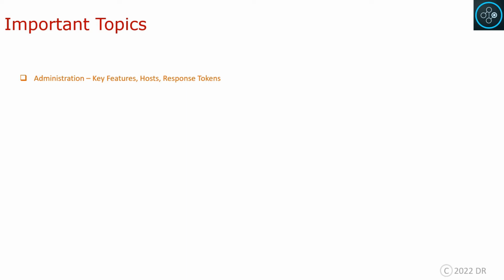I have put in a list of important topics here which you can use to guide your preparation, right? This list is in order of most important to less important topics, so basically descending order of importance. The first one is administration, right? You have the administration tab in Target, so you should know all the key features of that particular tab. Do explore all the options there, right? Host and response tokens are very important topics under this tab. And then you should also explore the implementation tab, environments, VEC, and reporting tab. So that's how it is.